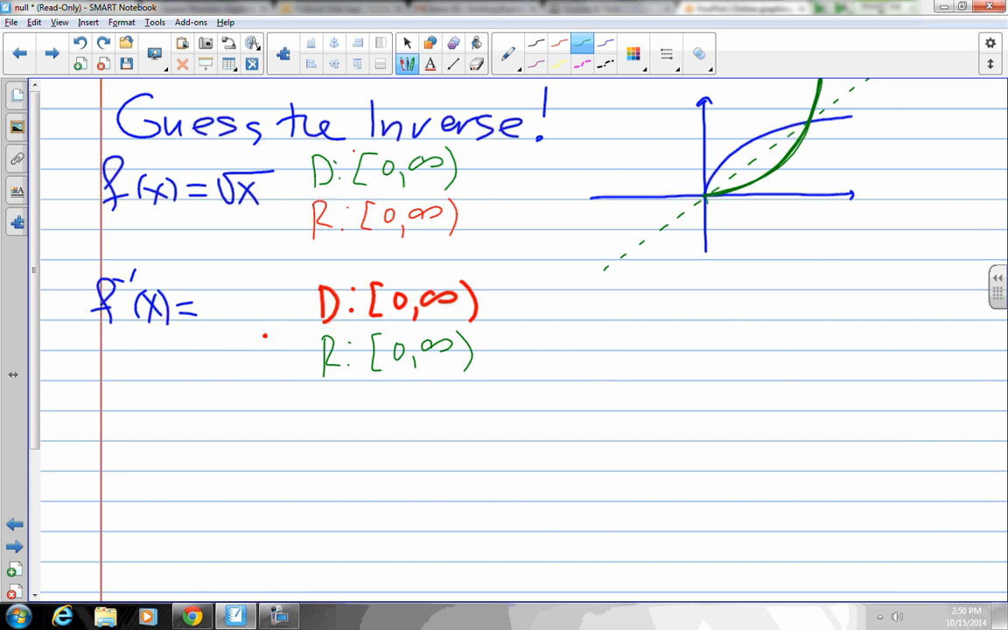The square root of x will have points like (1, 1) and then (4, 2). So the inverse will have a point (2, 4). Which function takes 2 into 4? x squared. The inverse of the square root of x function is x squared, only with a limited domain. Not the full x squared, only half of it.